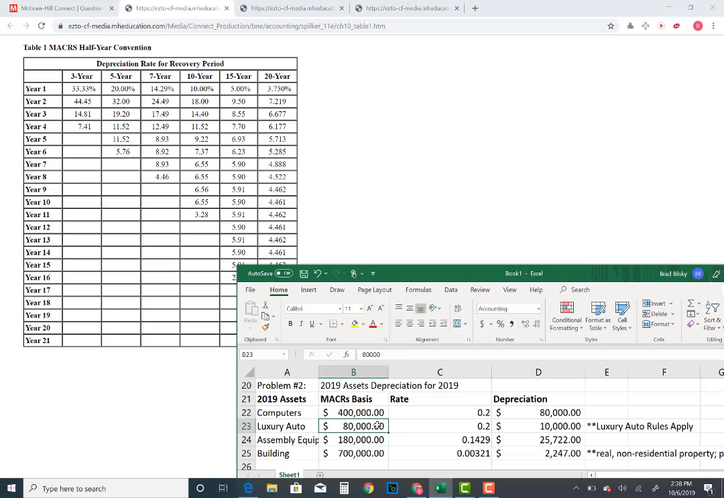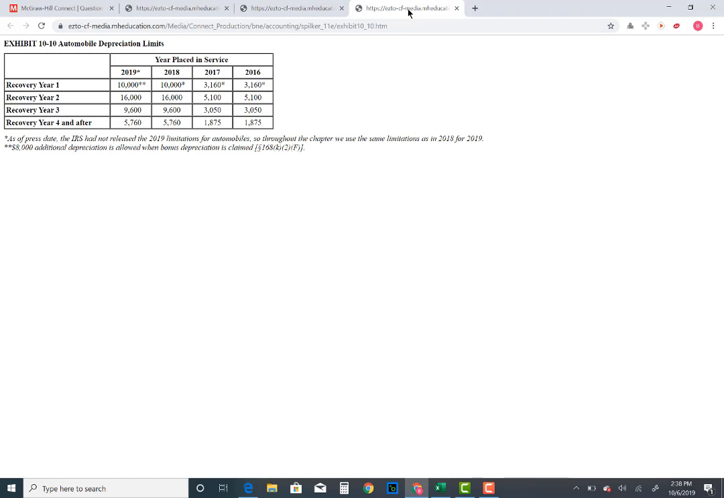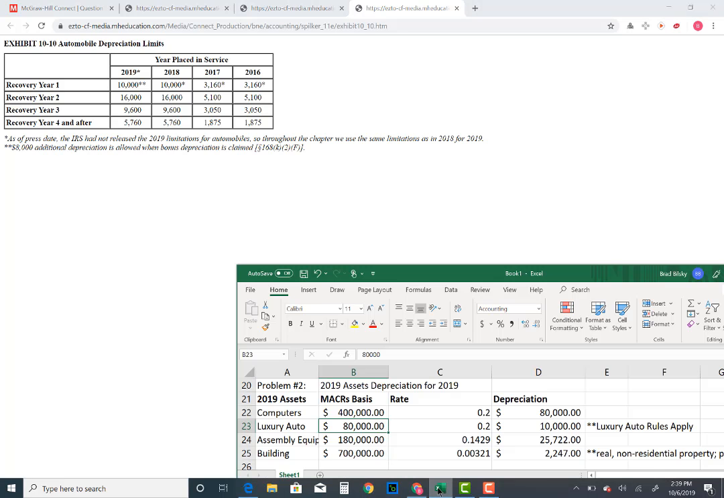Now, the luxury car is a 5-year asset, so it would go under year 1, 5-year asset, 20%. Remember, though, our rules concerning luxury automobiles, they're limited. There's actually a little limitation schedule we see here, and these are one of the links you could find at the top of this problem. Basically, if you bought something in 2019, it was placed in service, you could only take up to 10 grand in normal depreciation for it. So if we look over here, even though if you take 20% times 80,000, it would come to 16 grand.